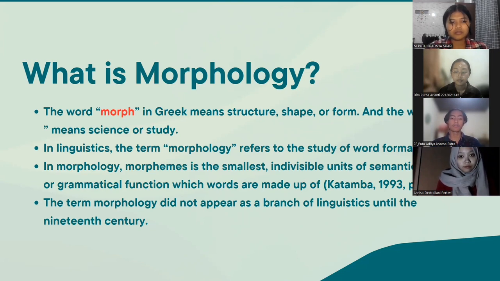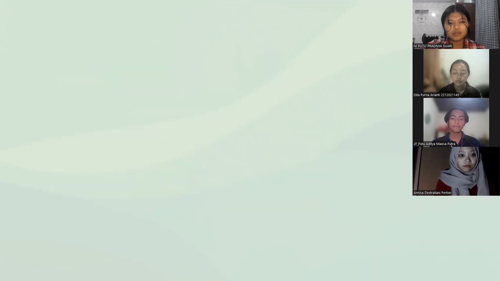Now, the term morphology did not appear as a branch of linguistics until the 19th century. It was coined by German linguist August Schleicher in 1859 for the aim of creating new words or classification of words. Next slide.